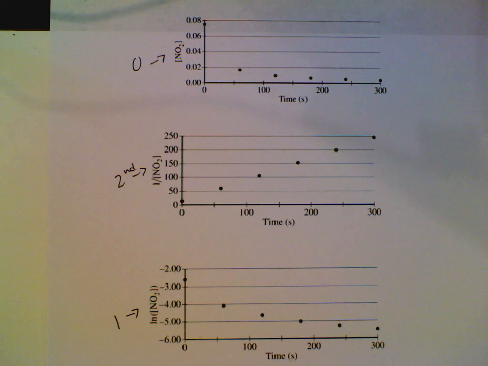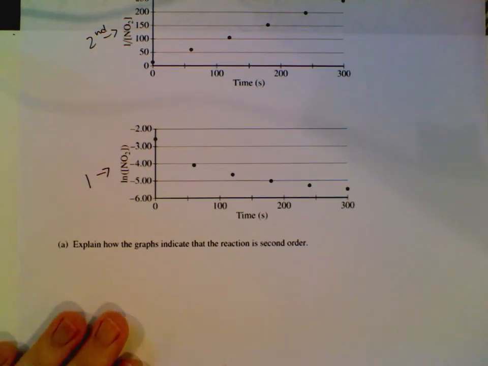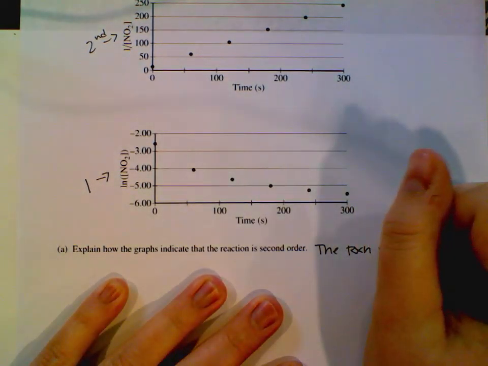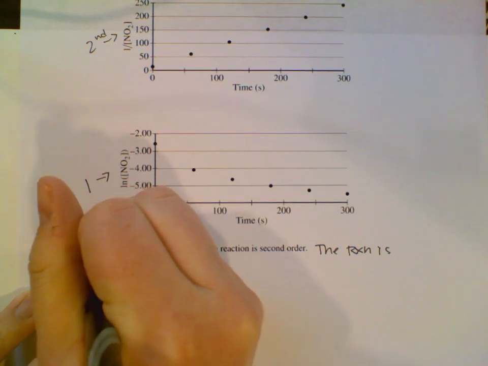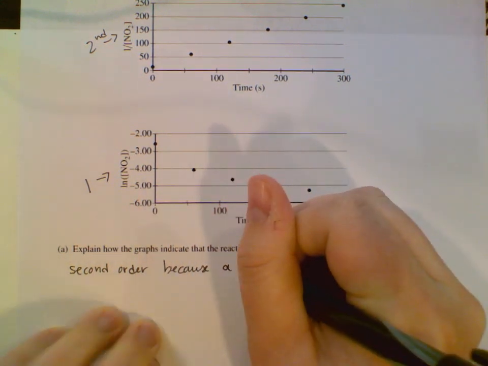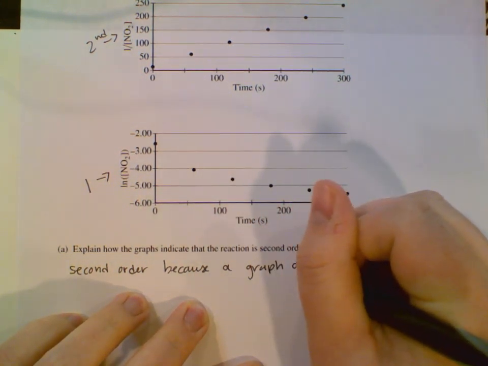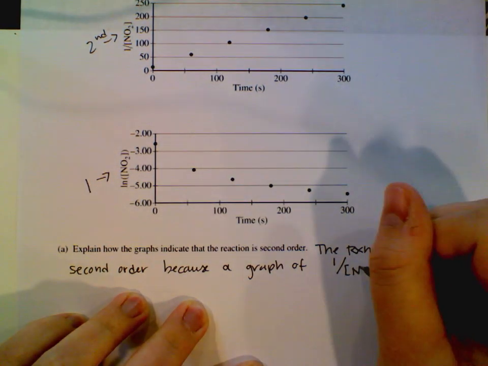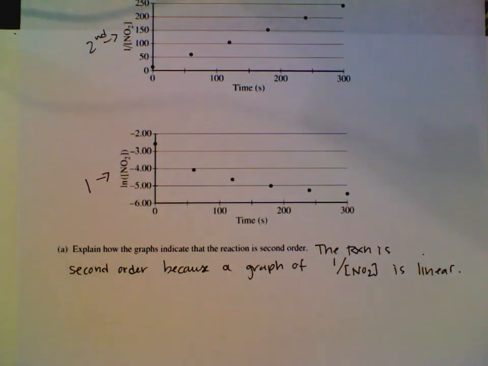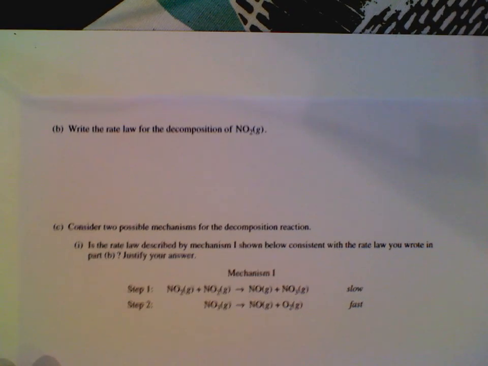I would definitely have this on your sheet. So what you need to do is for A, it says explain how the graphs indicate that the reaction is second order. The reaction is second order because a graph of 1 over concentration of NO2 is linear. And that's literally all you have to write. Resist the urge to do more. That is all you need to do. That's it. So stop writing a novel. Okay, sorry about that. I got a little worked up.